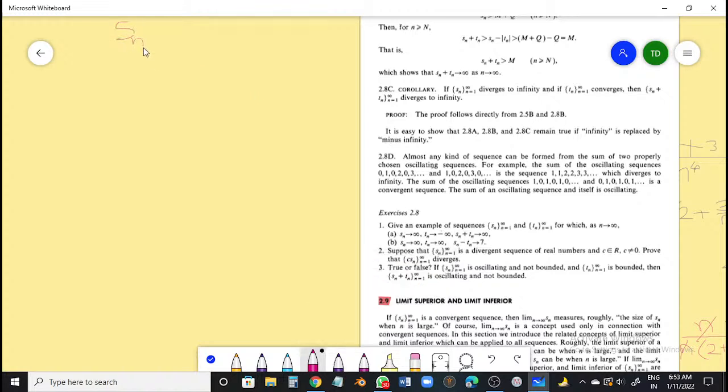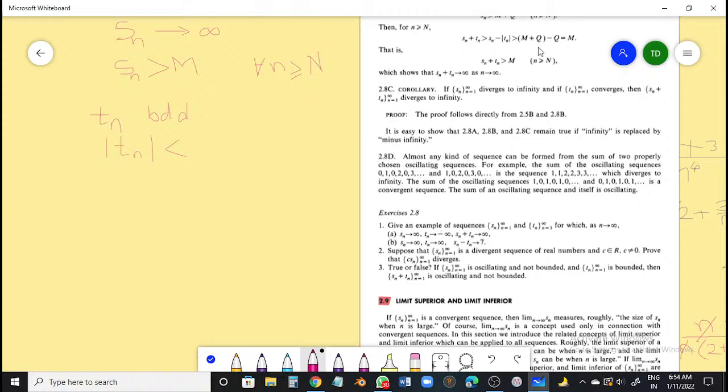Sn is diverging to infinity. Sn is diverging to infinity means Sn terms become greater than some given number m when we cross a certain term. So that certain term we are calling N, and we are given a sequence Tn, which is a bounded sequence.